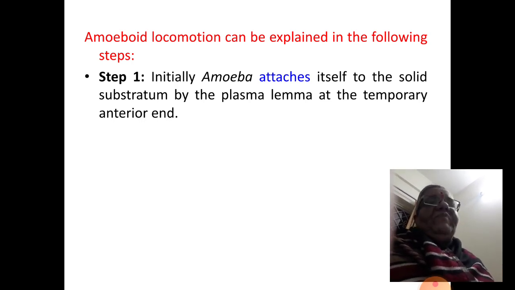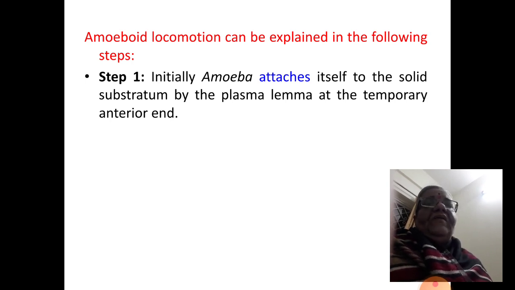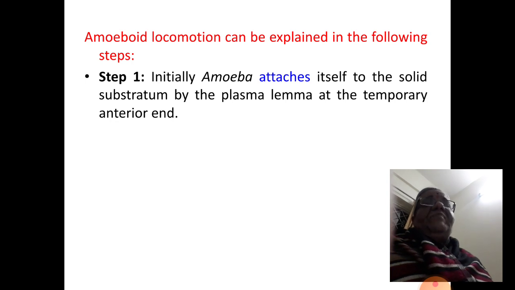Initially, amoeba attaches itself to the solid substratum by plasmalemma at the temporary anterior end. Please note here the shape varies, right? So the anterior end is also temporary, and at that region the amoeba attaches itself to the substratum. This is the first step, attachment of the amoeba to the solid substratum.